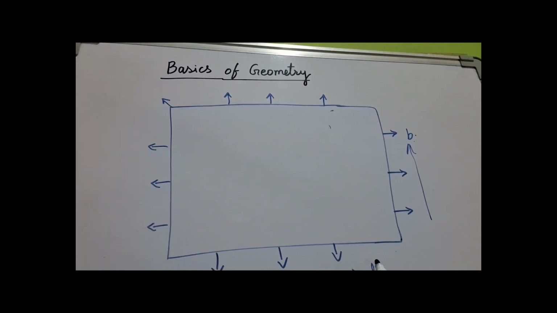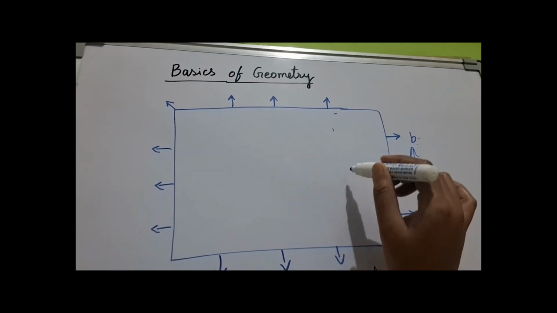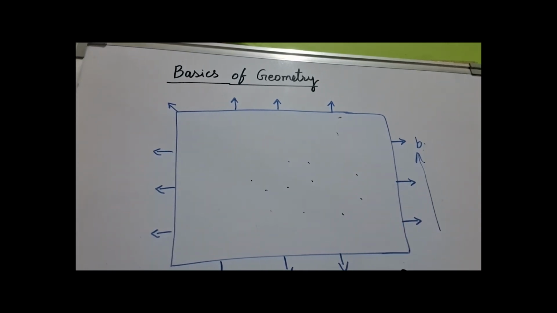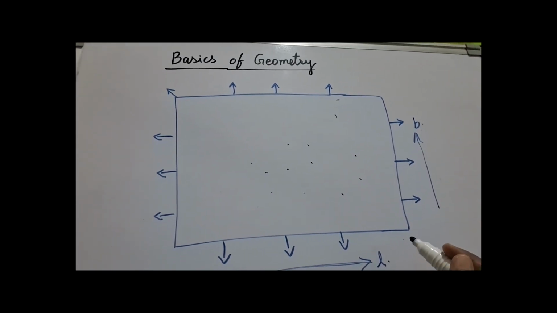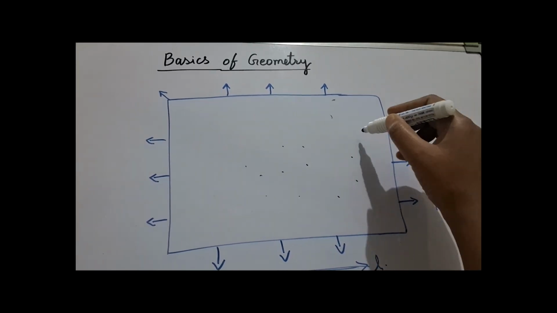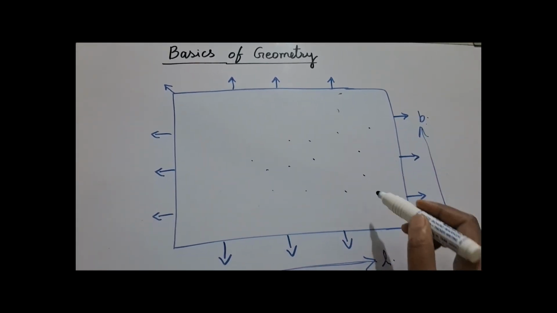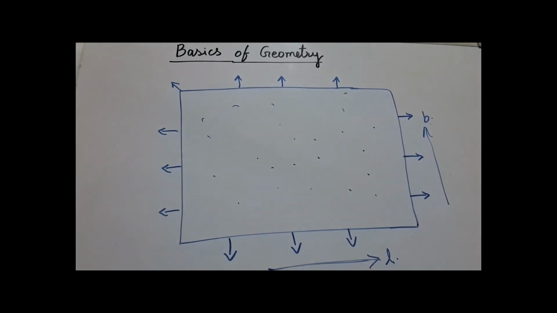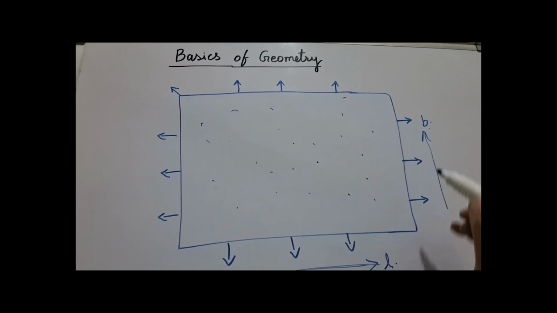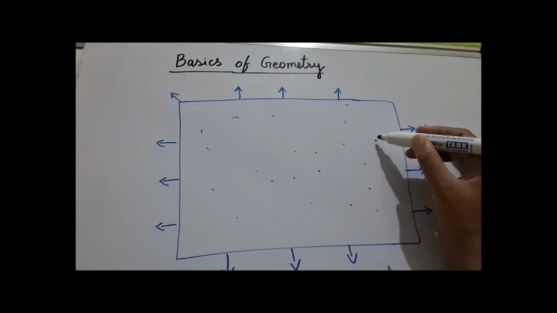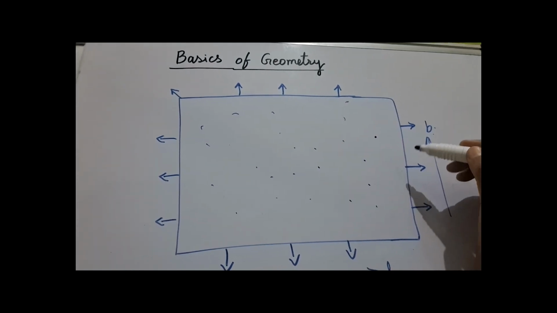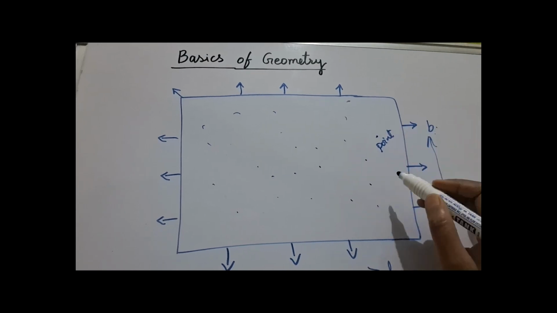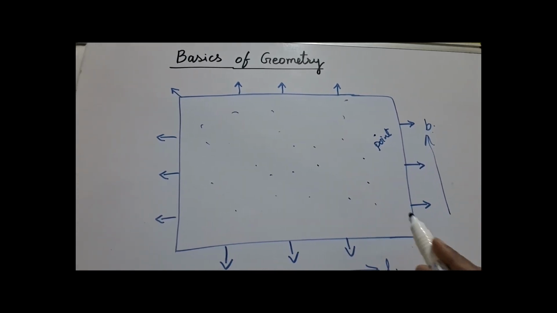Okay children, and this plane is having some points in it. Points means in a plane this is one location, this is another location, this is another location, like that. It is filled with some locations, isn't it? And we represent that location with a point. Suppose if you take this location of this plane, this is called a point. And a plane is having infinite points.